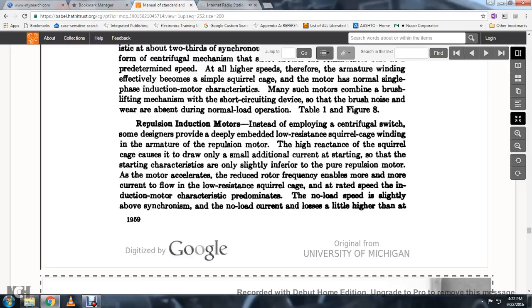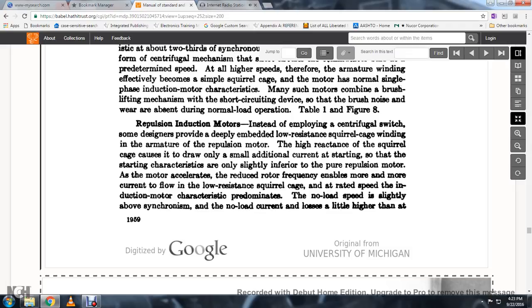Table 1, Figure 8. Repulsion induction motors. Instead of employing a centrifugal switch, some designers provided an inner low-resistance squirrel cage winding in the armature of the repulsion motor. The high reactance of the squirrel cage causes it to draw only a small current at starting, so that the starting characteristics are only slightly inferior to the repulsion motor. As the motor accelerates, the falling rotor frequency enables more and more of the current to flow in the low-resistance squirrel cage, until at the rated speed the induction motor characteristic predominates.